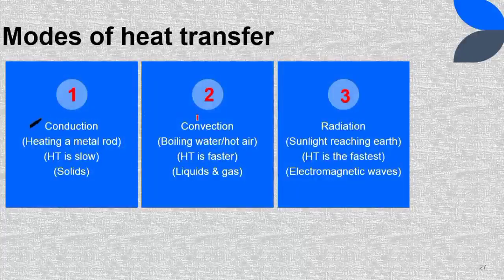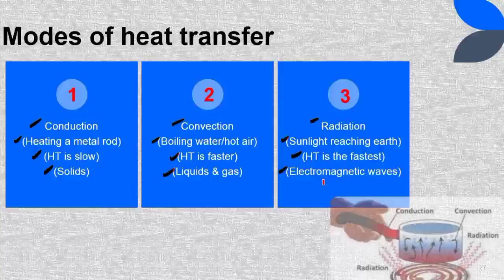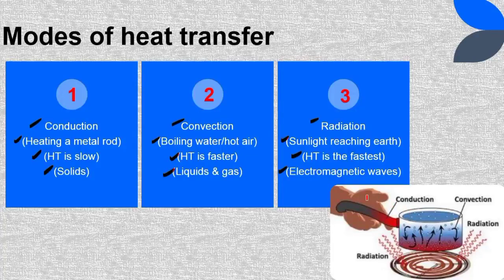Here there are three modes of heat transfer: conduction, convection and radiation. Conduction, heating a metal rod is an example. Boiling water and heating the air is an example of convection, and sunlight reaching the earth is an example of radiation. In conduction, heat transfer is very slow, in convection heat transfer is faster, and in radiation heat transfer is the fastest. Conduction usually happens in solids, convection happens in liquids and gases, radiation happens through electromagnetic waves. Here is a figure which shows all three modes of heat transfer.